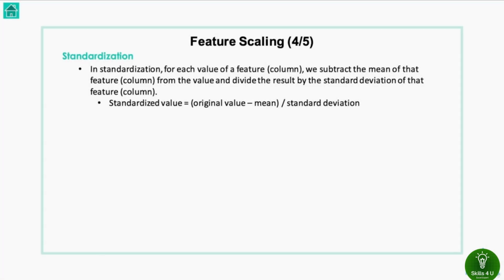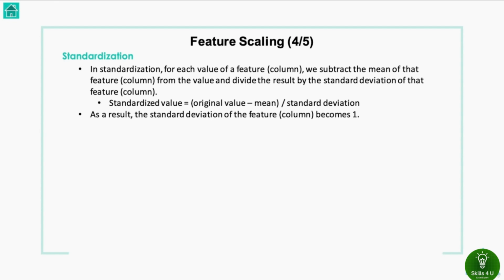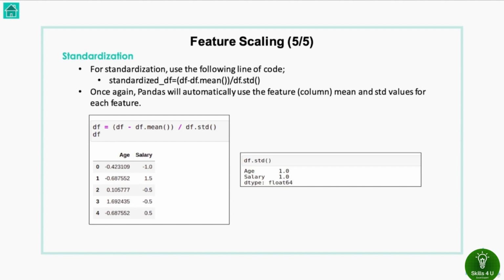We can also scale the features through standardization, in which we subtract the mean of a feature from each value in that feature, and then we divide the result by the standard deviation of the feature. As a result, the standard deviation of the feature becomes 1. Standardization is also very easy to implement in Pandas. Let's try it in Jupyter Notebook.